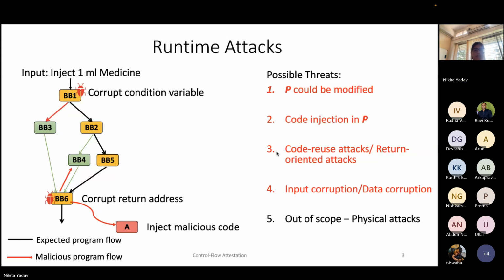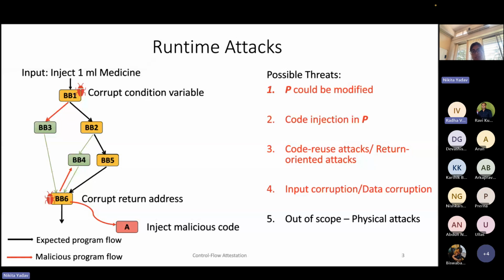The attacker can also corrupt the control flow, change the branch direction, and thereby change the control flow of the program. Here, the attacker has not added any new edges in the program CFG, but without adding any new edges, it is also able to change the control flow path of the program at runtime. So these are different kinds of attacks which are possible and which we want to be able to detect with control flow attestation.